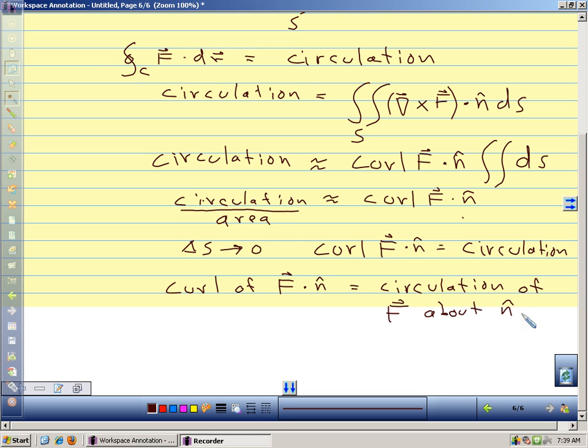So our divergence tells us about flowing outward. The curl tells us about causing a rotation.